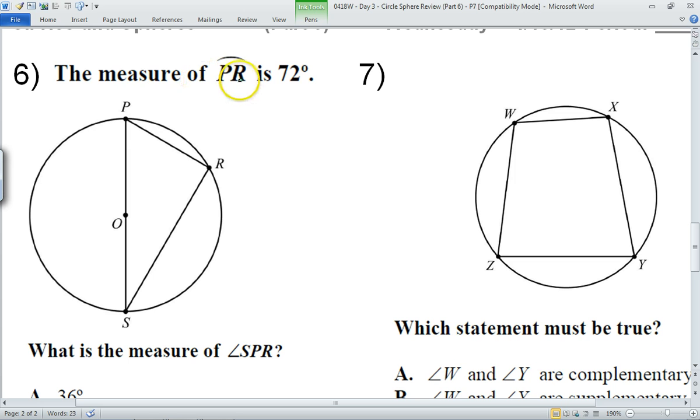Okay, number 6. The measure of arc PR is 72. So let's just get that down. So this is 72 right here. Right away, my brain wants to say what this angle down here is then. What's this angle going to be? 36. So that's going to be 36. It's the old inscribed angle trick.